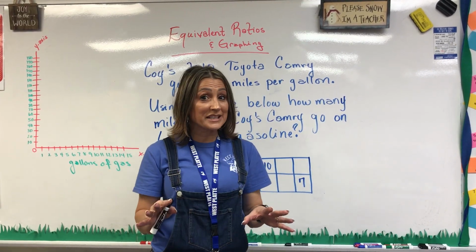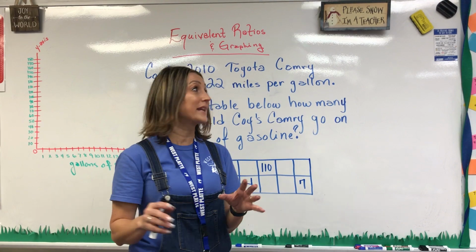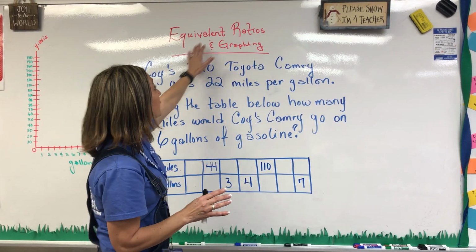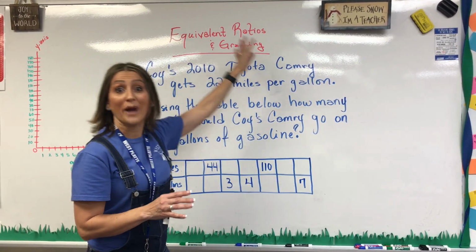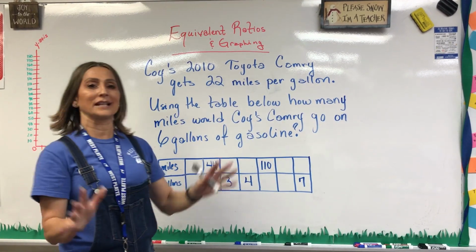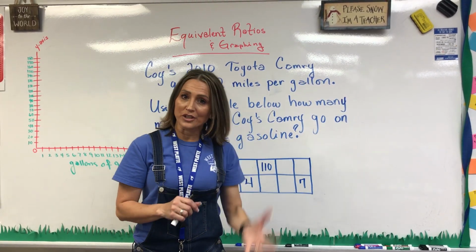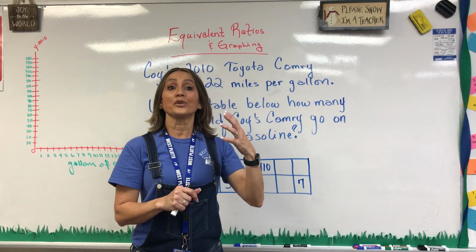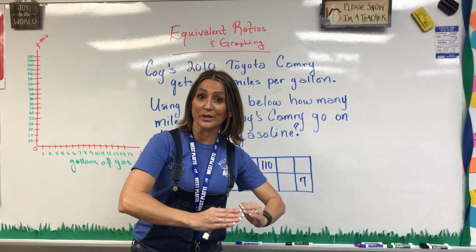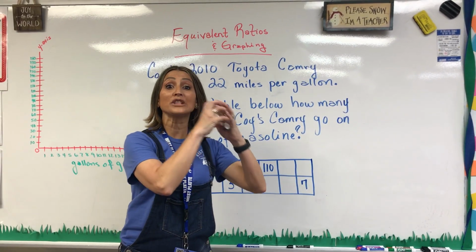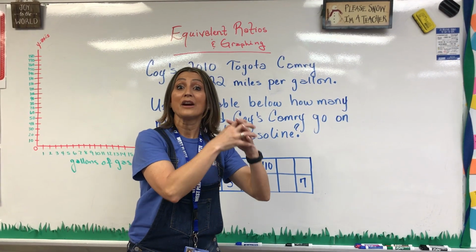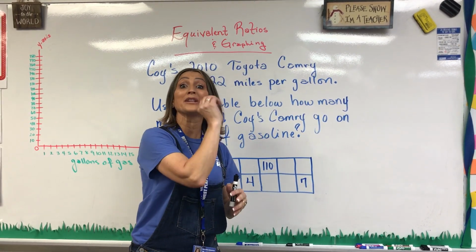The last thing we're going to discuss before we take our test next week is how we use equivalent ratios when we're graphing. Now, we've learned all kinds of things this week about how do you get an equivalent ratio? How do you take a rate and break it down to a unit rate? Now we want to take those numbers, those solutions we get from equivalency, and plug them into a graph.